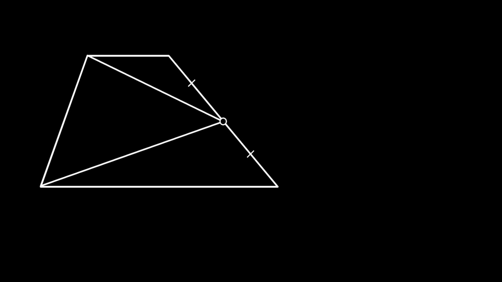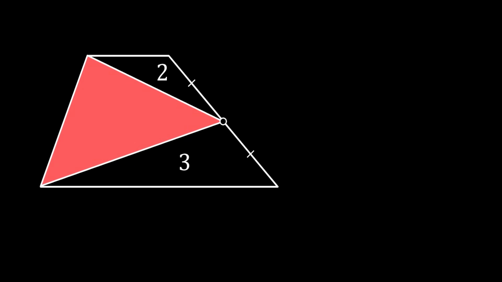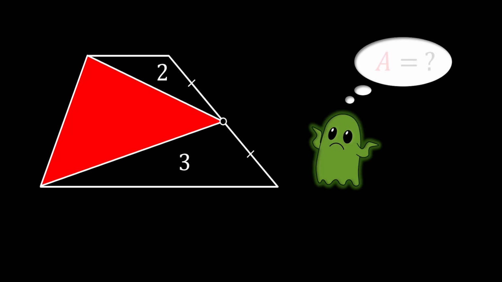Let's say that the bottom triangle has the area of 3 and the top triangle has the area of 2. The question is, can we somehow calculate the area of the middle triangle? Now, as always, you guys can pause the video right now if you want to try this one out for yourself and then come back and check the solution.